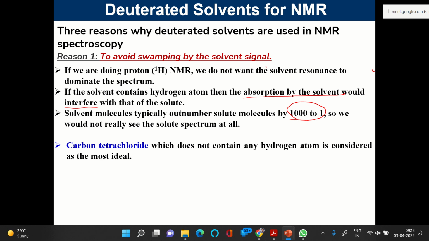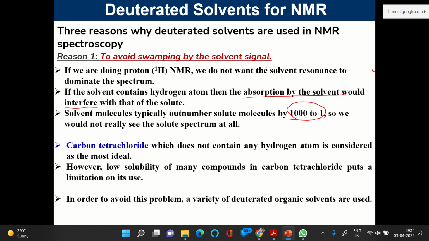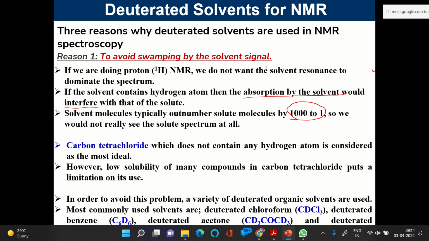It is the ideal one, but there is a problem. CCl4 has no hydrogen atom, so that's a good thing, but there is a problem of solubility of many compounds, and that is its limitation. It is not much used. So in order to avoid this problem, we use organic solvents like CHCl3 in which H has been replaced by deuterium.